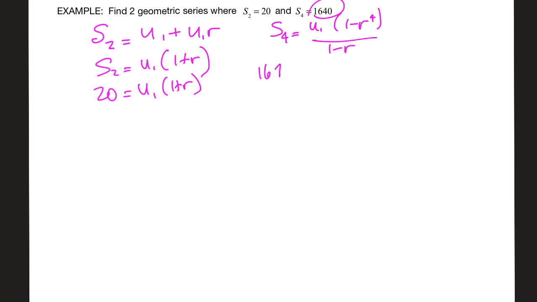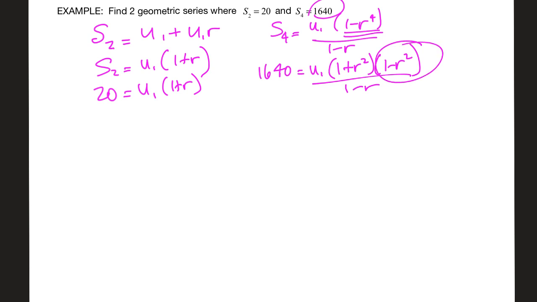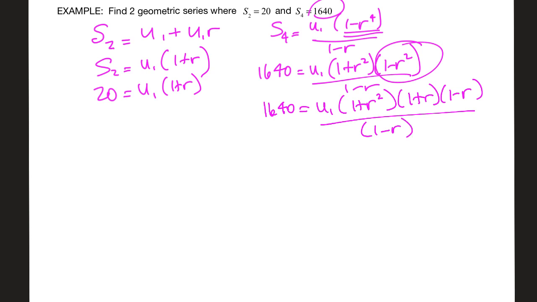So 1640 equals u sub 1, and I'm going to simplify this by factoring. This term is a difference of squares: 1 plus r squared, 1 minus r squared over 1 minus r, and this, believe it or not, is still factorable. So continuing, I end up with 1640 equal to u sub 1 times 1 plus r squared times 1 plus r times 1 minus r all over 1 minus r. So now this cancels with this.